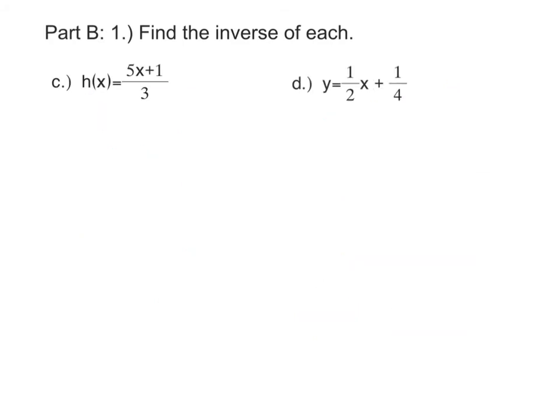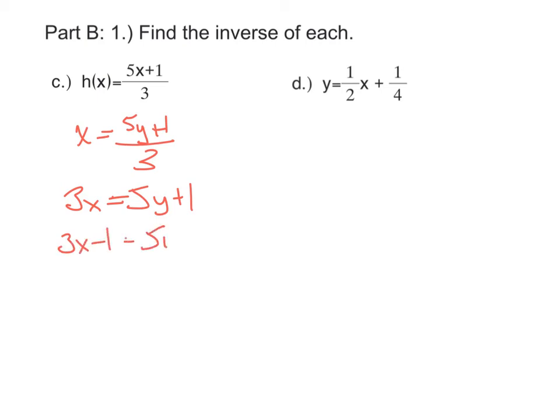For h of x, switch the x and the y around. And start solving. First, I'll want to multiply by 3 to get rid of the fraction. We'll have 5y minus 1, plus 1. Subtract that 1 to bring it over to the other side. And divide both sides by 5. Call it the inverse. H inverse of x is 3x minus 1 all over 5.